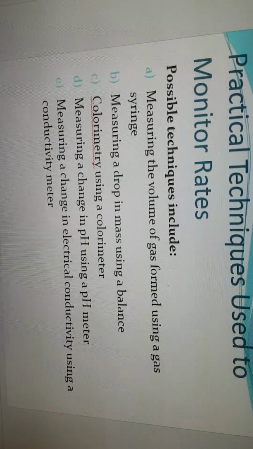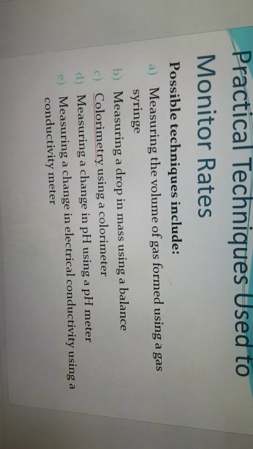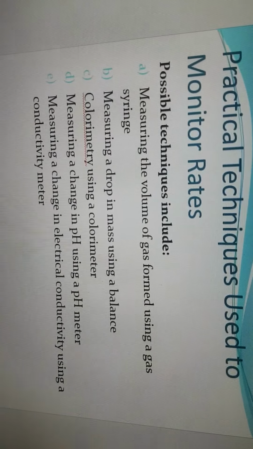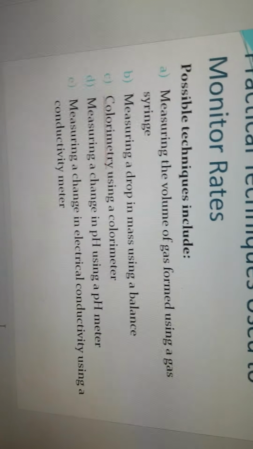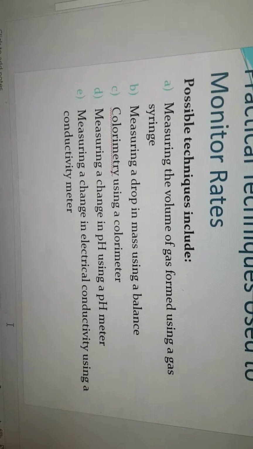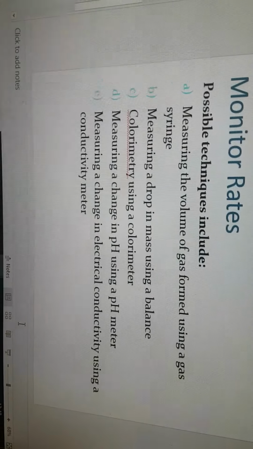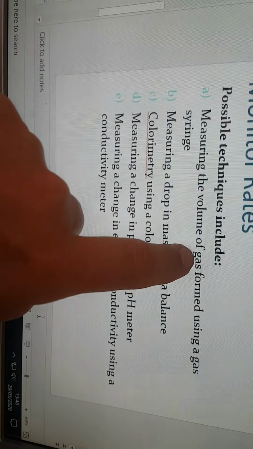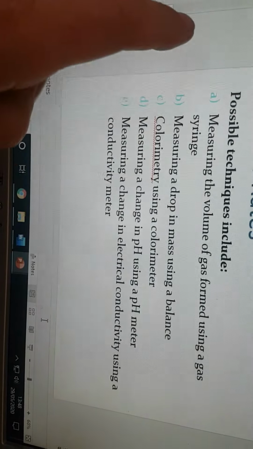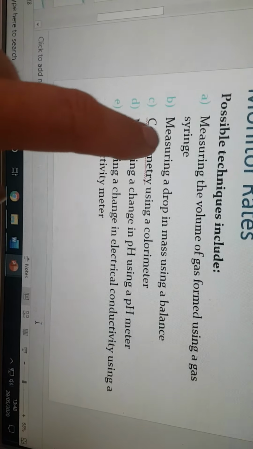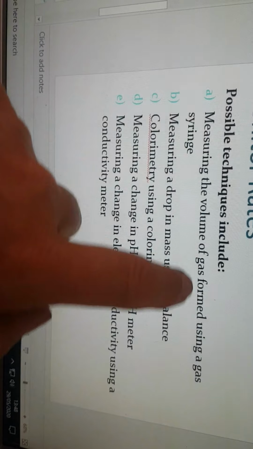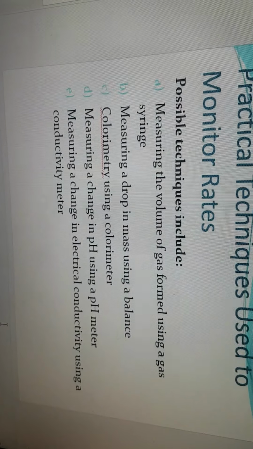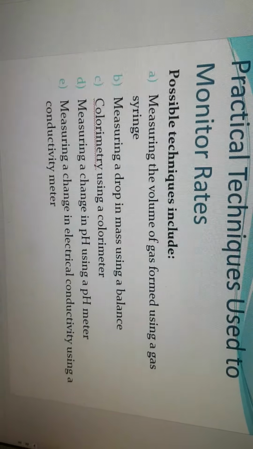Right, let's begin by just looking at this slide. This is on the PowerPoint that I sent you. These are the five practical techniques used to monitor rates, or the five most commonly used techniques. You must be able to recall these and note that for each one you need to describe two things. One, what you measure. Two, the instrument you use to measure it. Note how that is the same for all of them. Drop in mass using a balance. Now, let's have a quick look at each of those in turn.